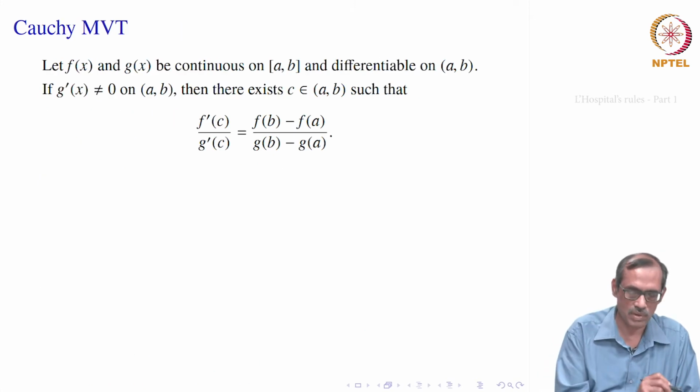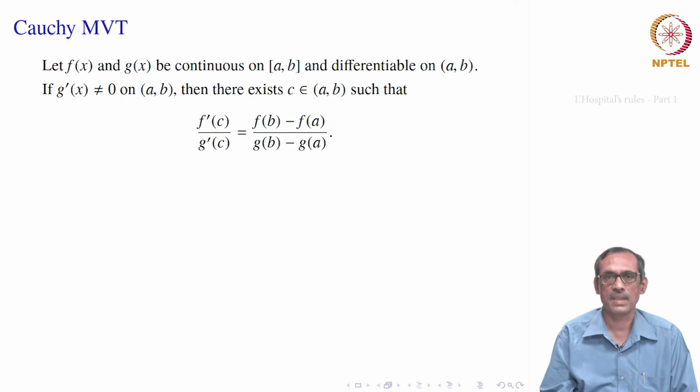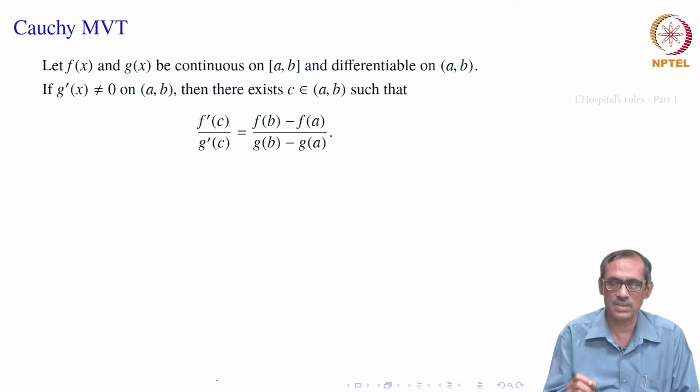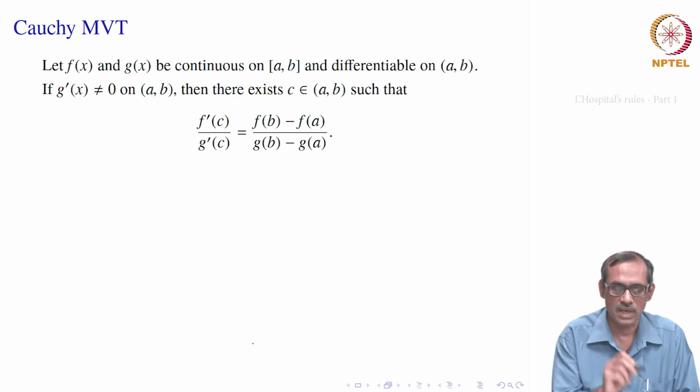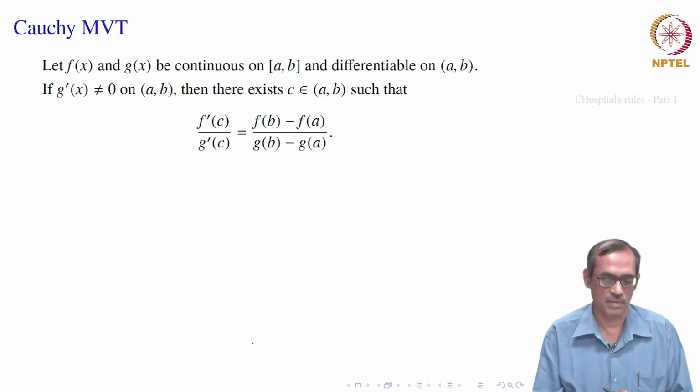That is exactly what we want to justify, right. So, to justify this, we will prove a slight generalization of our mean value theorem, that will be useful. This generalization is called the Cauchy mean value theorem.